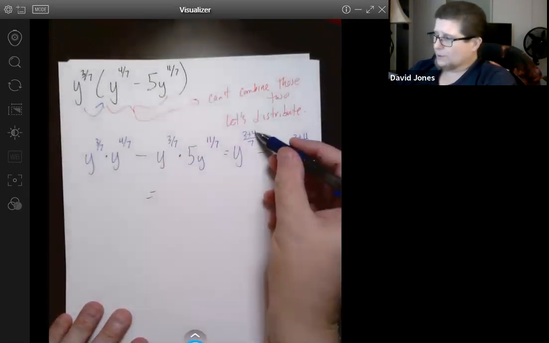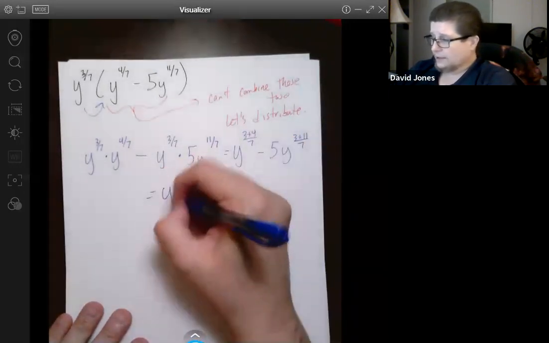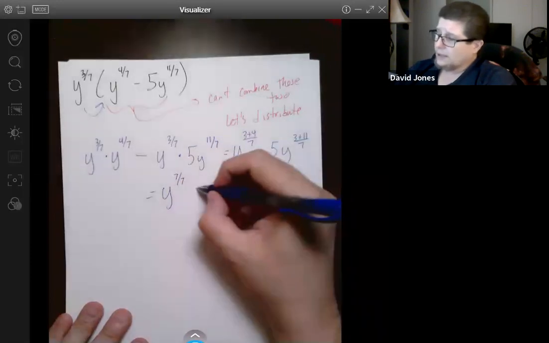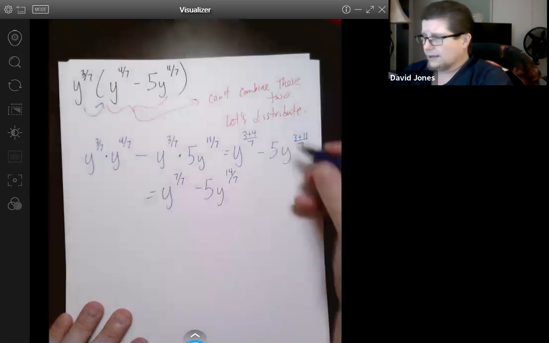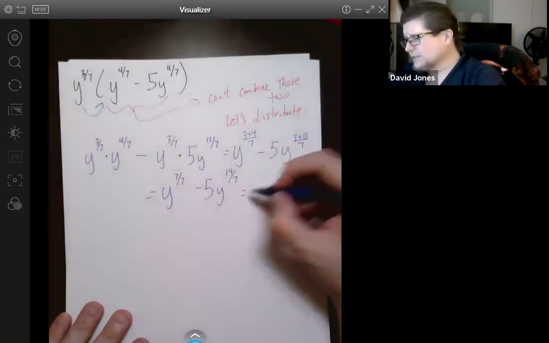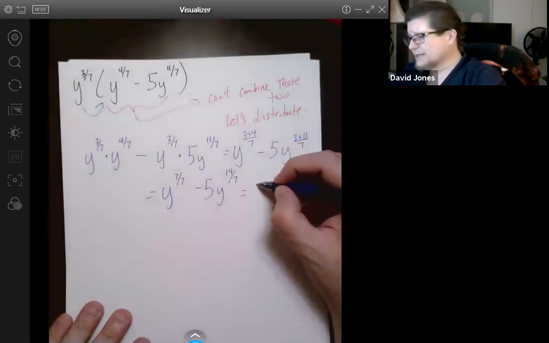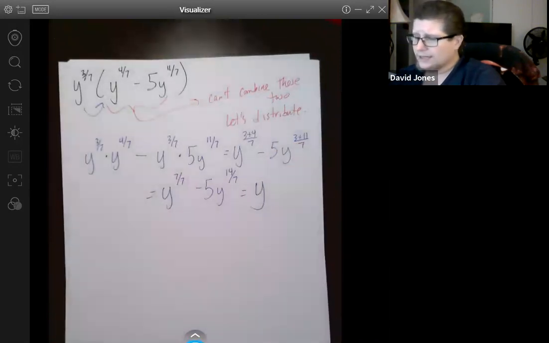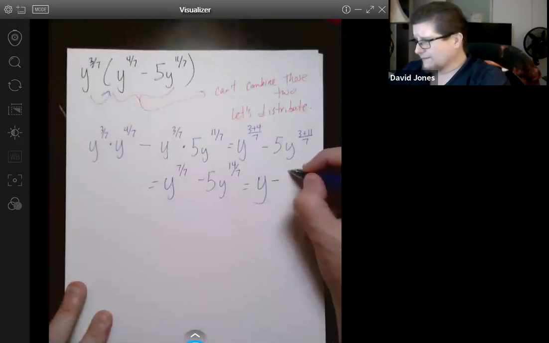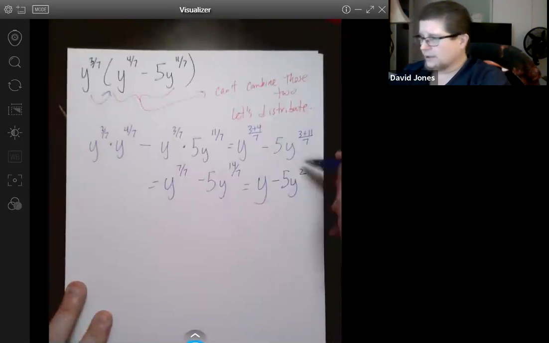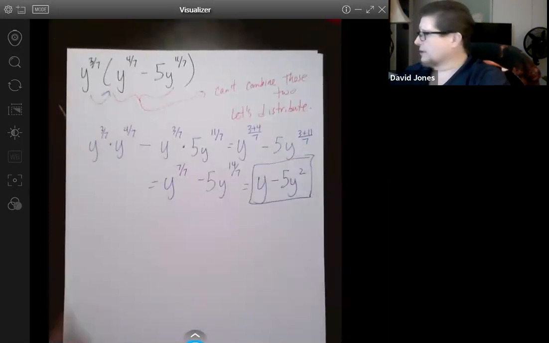And that's 3 plus 4 is 7. And 3 plus 11 is 14. And those are actually perfectly divisible. Let's just do it. 7 divided by 7 is 1. And when it's an exponent, we don't write it. And then 14 divided by 7 is 2. So that whole thing simplified to that.